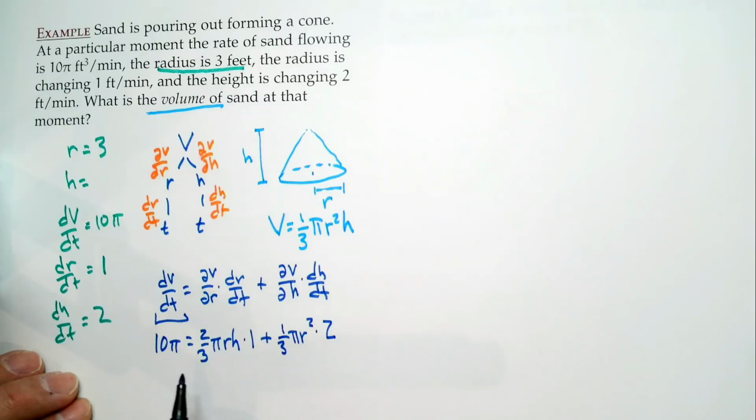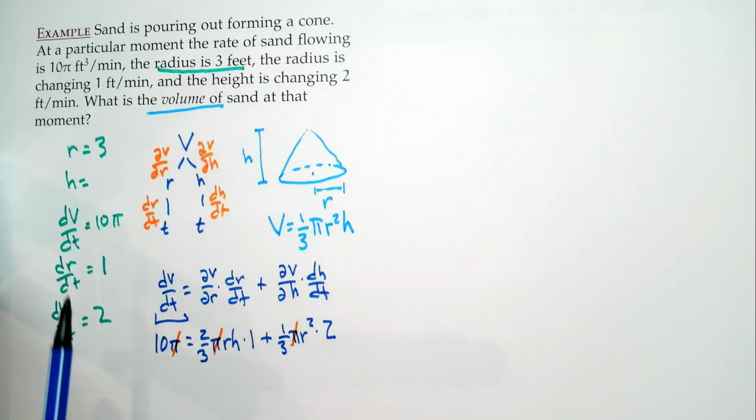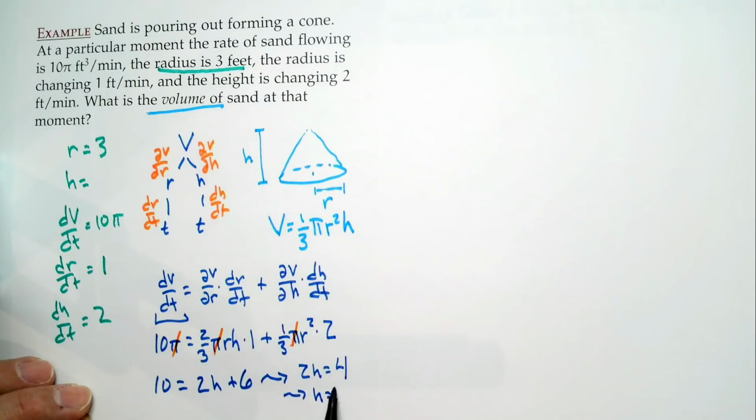All right. Now, some good news. Everything has a pi, so we can cancel off all the pi's. And we also know r, so we can plug in r equals 3. If we do that, we get 10 is equal to 2/3 times 3 times h, so that's 2h, plus 1/3 times 3 squared, so that's 3, plus 6. So 10 is 2 times h plus 6. That is something we can solve for h. 2h would be 10 minus 6, which is 4. So h would be 2.